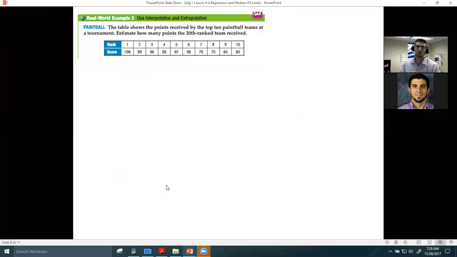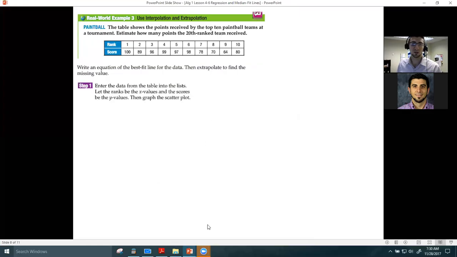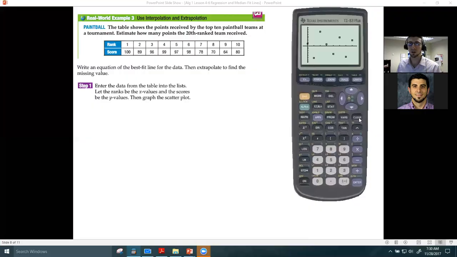All right, so the table shows the points received by the top 10 paintball teams in a tournament. Estimate how many points the 20th ranked team received. So we want to write an equation for the best fit line of the data, then extrapolate to find the missing value. So we want to enter the data from the table into lists. So turn your calculator back on, clear that. So stat, edit. List 1 is just going to be 1 through 10: 1, 2, 3, 4, 5, 6, 7, 8, 9, 10.